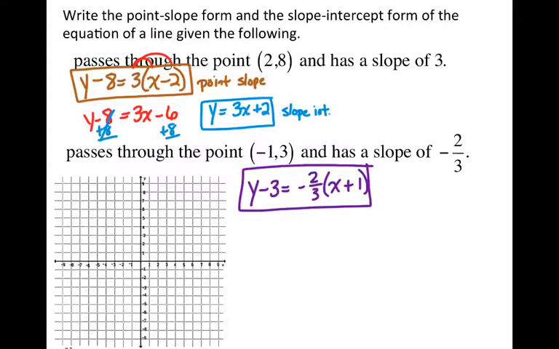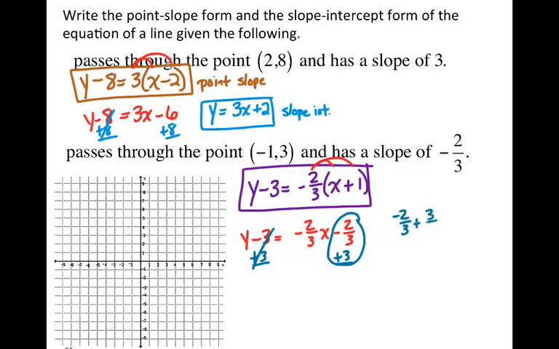And then to get it in slope-intercept form, you need to distribute your fraction first, your slope. So negative 2/3 times x and negative 2/3. Okay, because negative 2/3 times x is negative 2/3 x, and then negative 2/3 times 1 is negative 2/3. And then your next step, you're going to add 3 to both sides. So add 3.